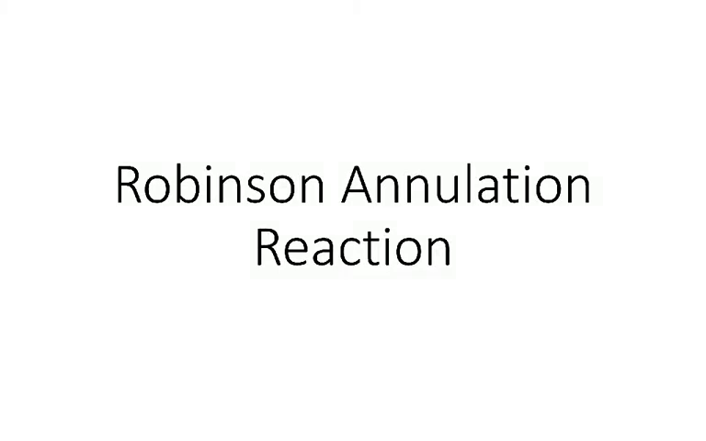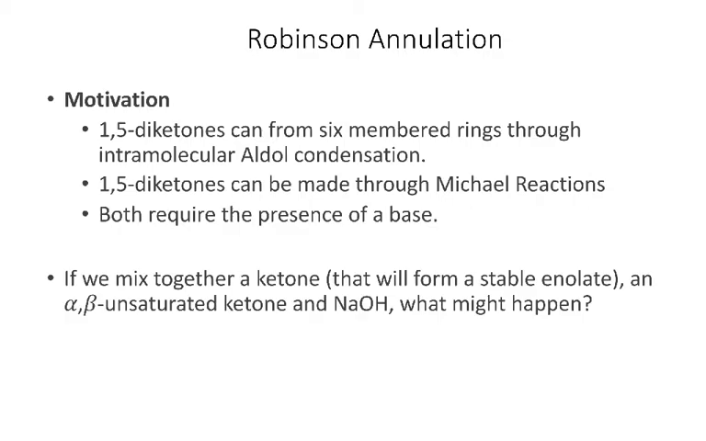Okay, in this video I'd like to talk about Robinson annulation, and this is yet another reaction that's related to the Michael reaction that we've been talking about. So the Robinson annulation is good for making rings. Now if I have a 1,5 diketone, I can make a 6-membered ring through an intramolecular aldol condensation. And I know I can make 1,5 diketones through Michael reactions.